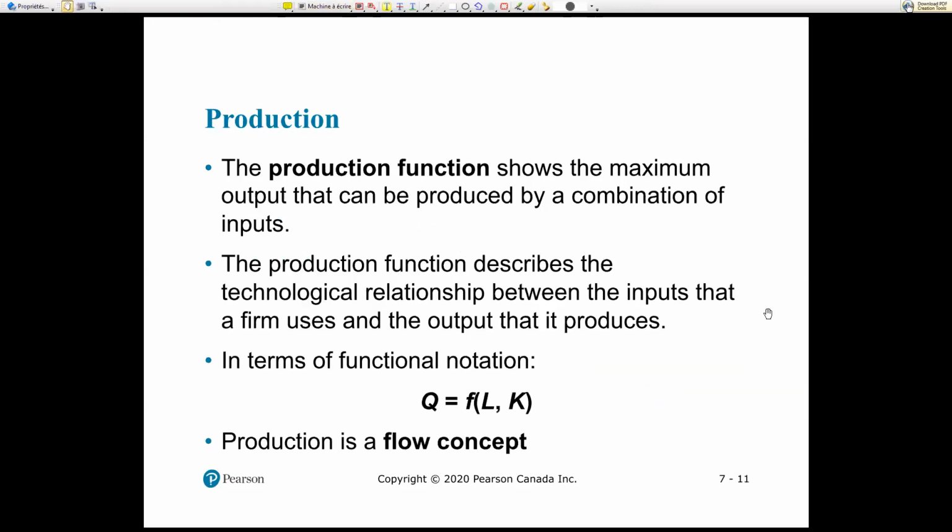It's no big deal. Okay, here's how we would describe it. The production function shows the maximum output that can be produced by a combination of inputs. So it's a function of technology.